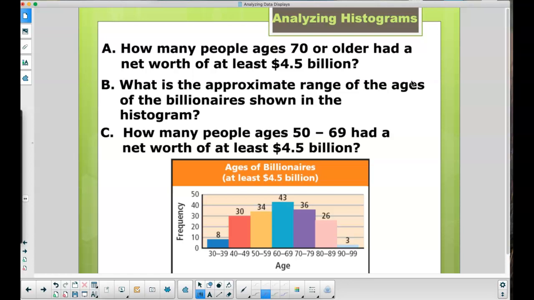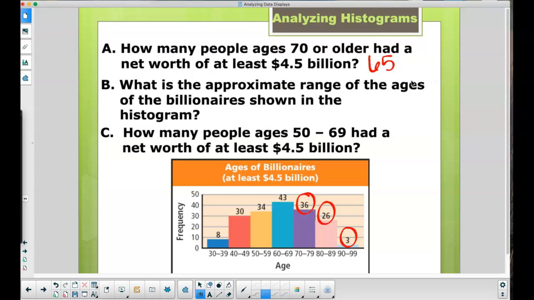So it says, how many people ages 70 or older had a net worth of at least 4.5 billion? Age 70 or older. How many people would there be? Caleb. 65. You're adding 36, 26, and 3. So there are 65 people who are billionaires with at least 4.5 billion.